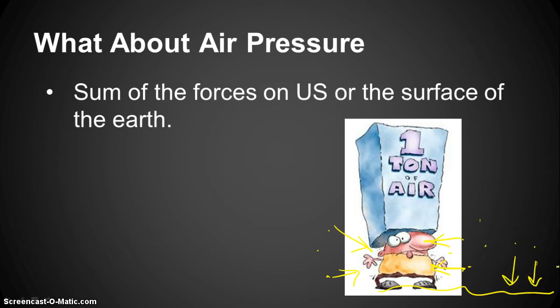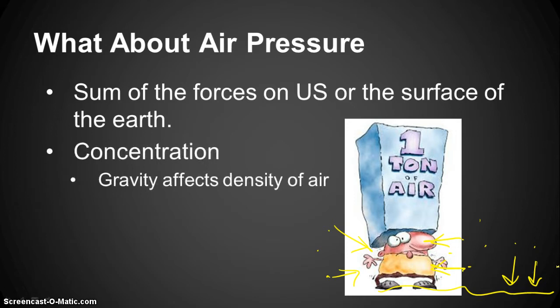Well, it turns out that gravity can affect the density of air, because the closer the air is to the surface of the earth, the stronger the pull of gravity is, and so the air particles are more concentrated. And because they're more concentrated, they run into things more often, and that's why at sea level the air pressure is greater than it is if you go to the top of the mountain. At the top of a mountain, the air pressure is less because the particles are further spread apart because gravity isn't pulling on them as hard.